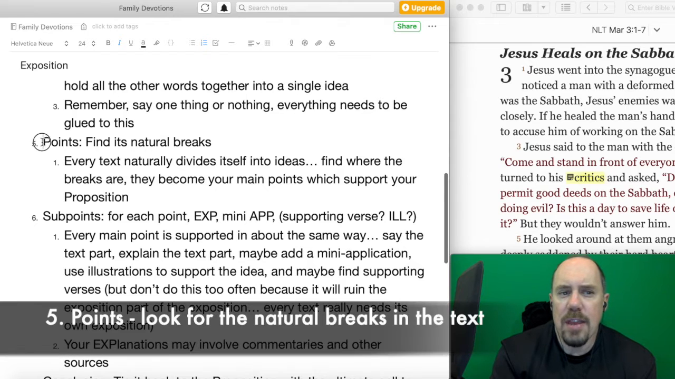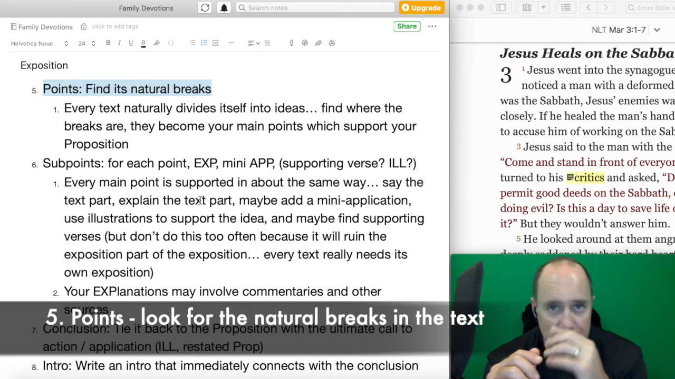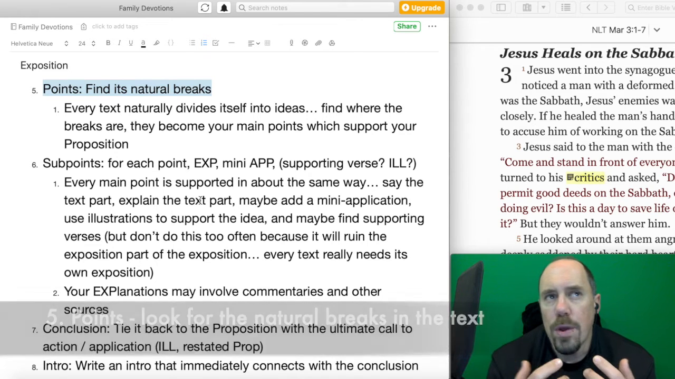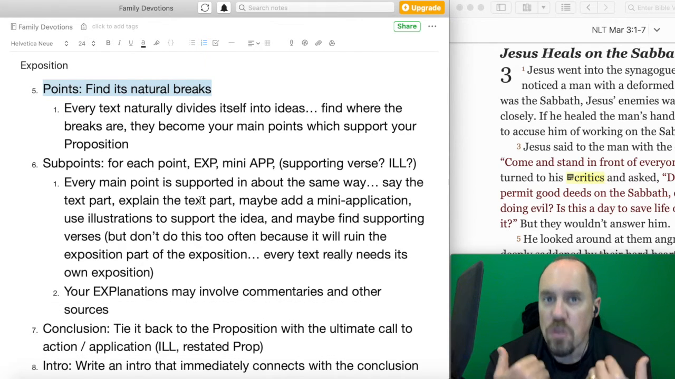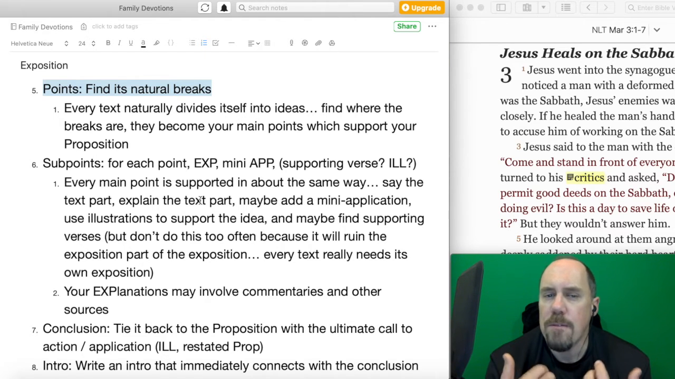How do pastors get to the points? How do you get to your points? When you go to a passage, passages generally will break themselves up. There are natural breaks in most passages, not narrative. I'm talking about the more teaching, more didactic passages, like the letters in the Bible. They break up fairly naturally.